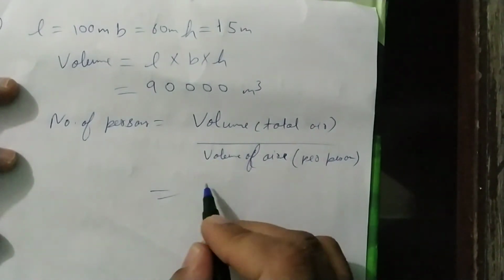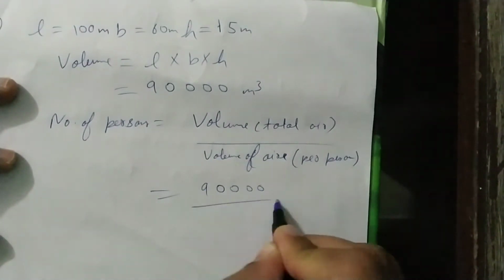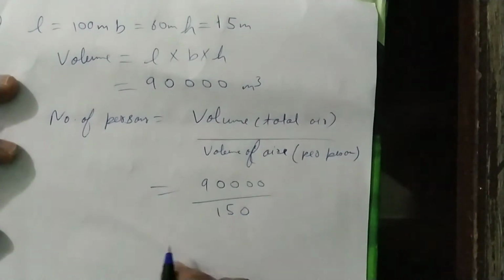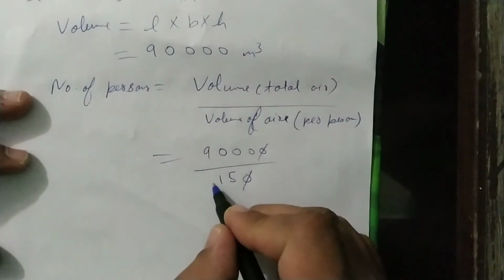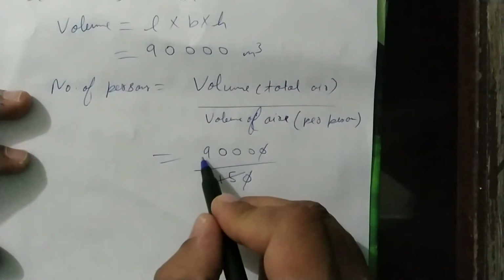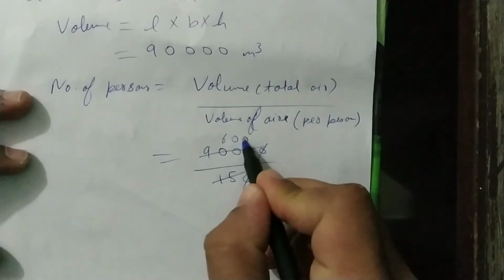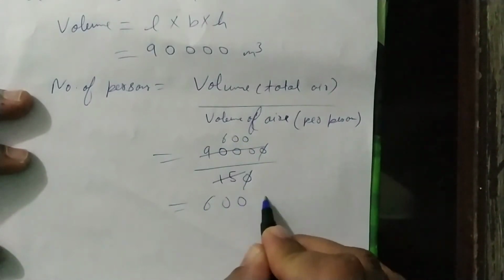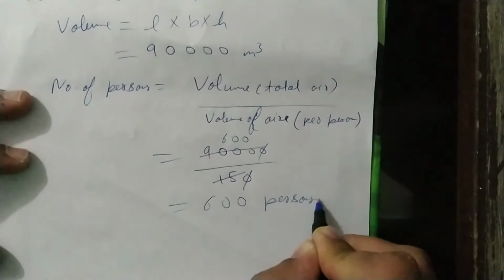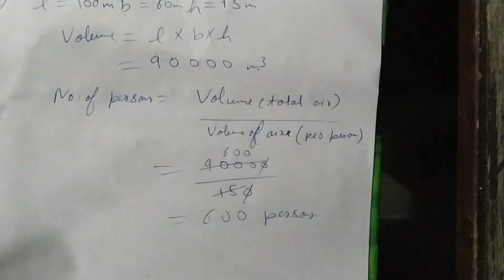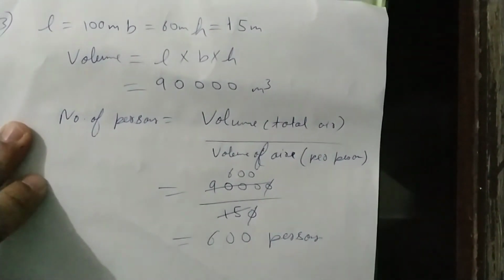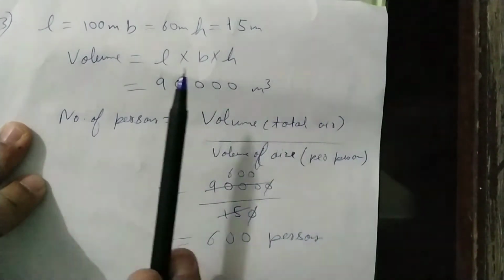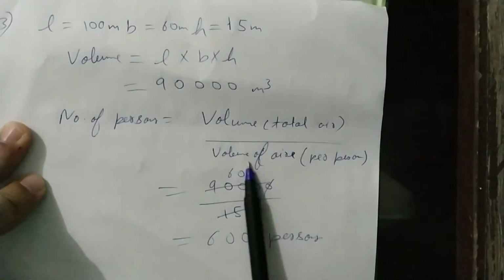So total volume is 90,000 and this is given in the question, 150. On dividing it, we will get the number of persons. This will be around 600. So 600 persons can sit in that particular hall. So we have divided the volume of total air, that is the volume of the hall, by the volume of air required by one person.